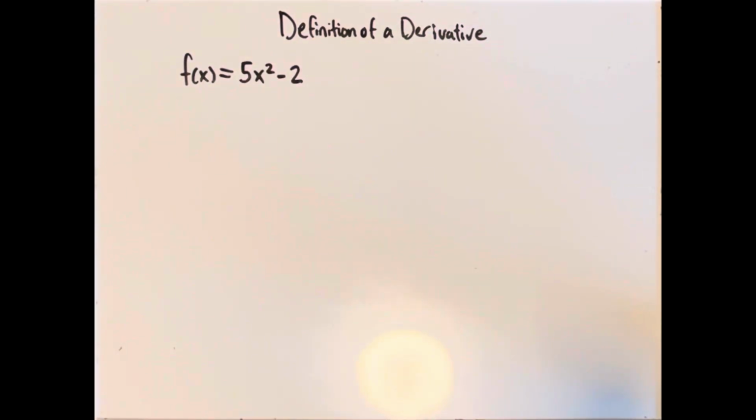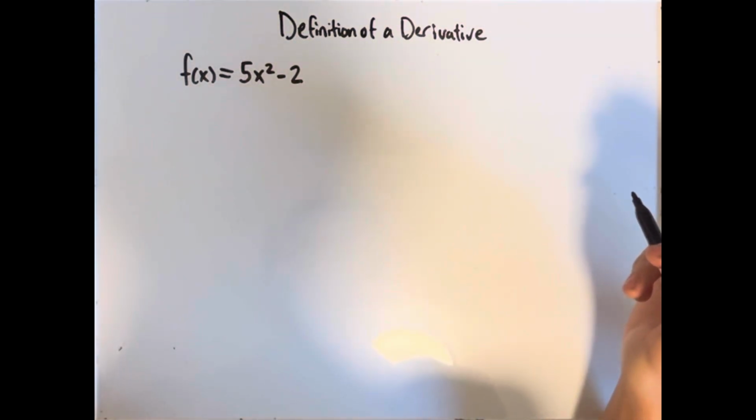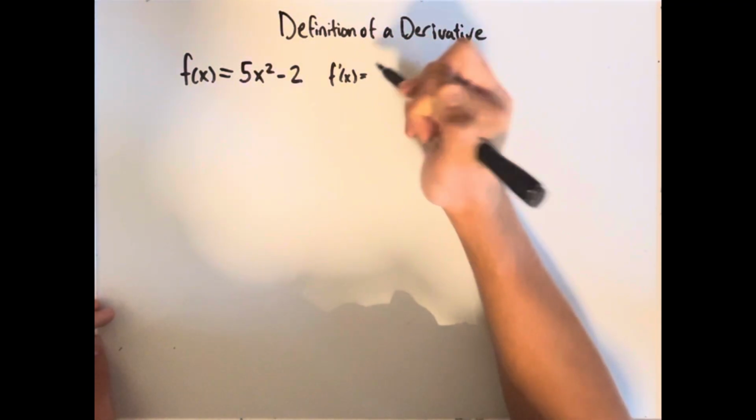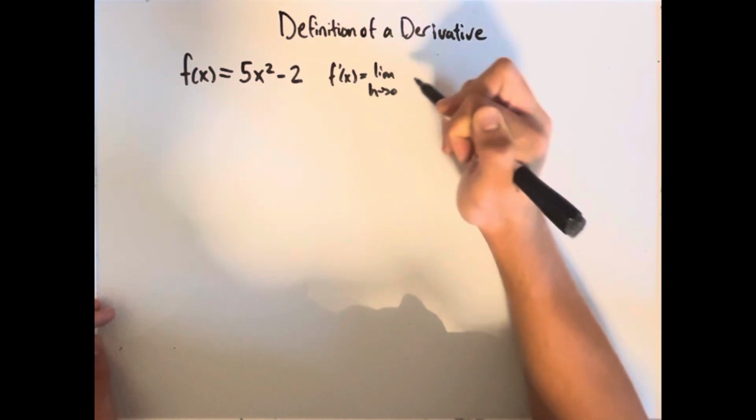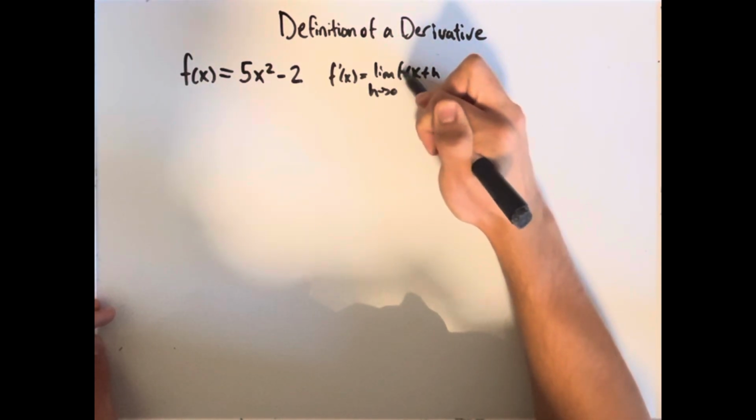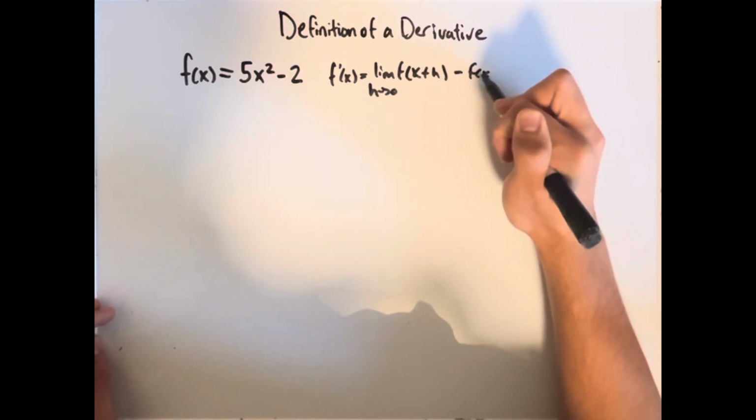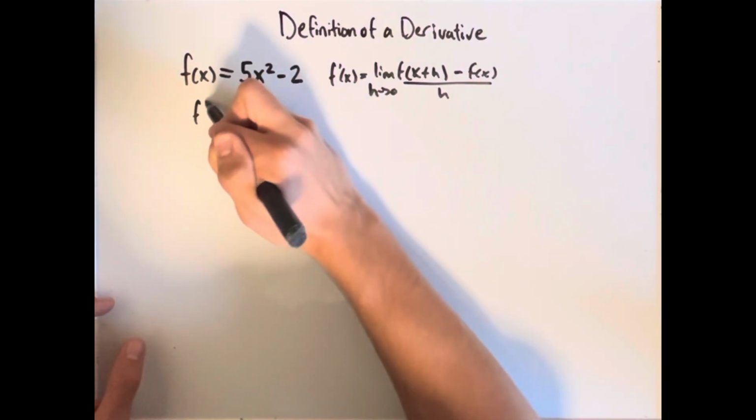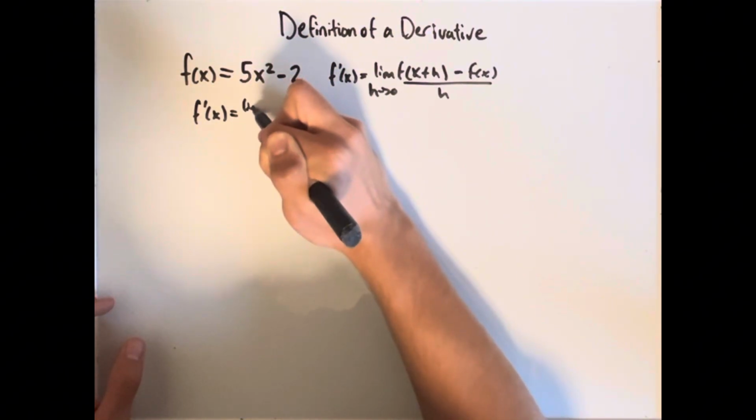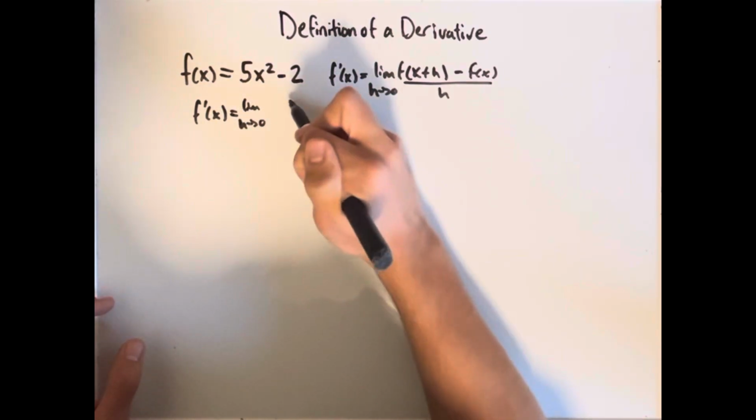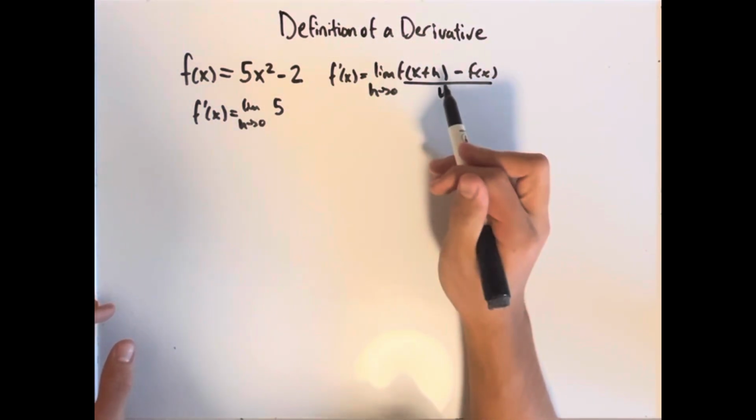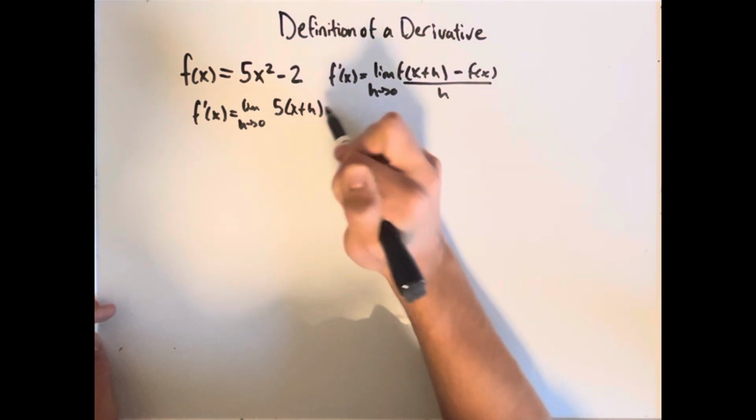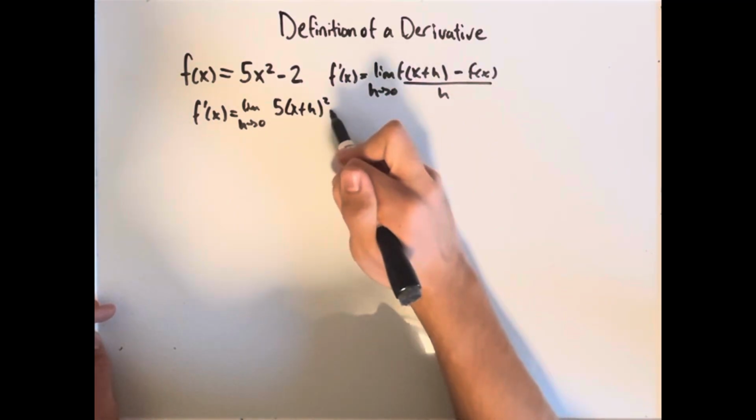Now, let's use the definition of a derivative to solve for this problem. So, we're going to have f prime of x equals the limit as h approaches 0 of f of x plus h minus f of x over h. So, we're going to plug it in here. f prime of x equals the limit as h approaches 0 of 5. Now we plug in the x plus h because we see that there's an x right here. x plus h, and don't forget to square it, minus 2.